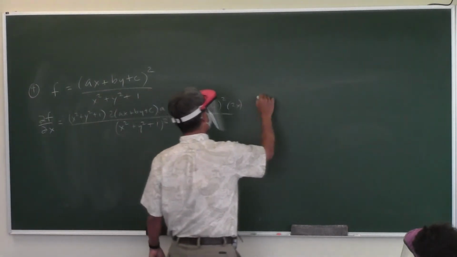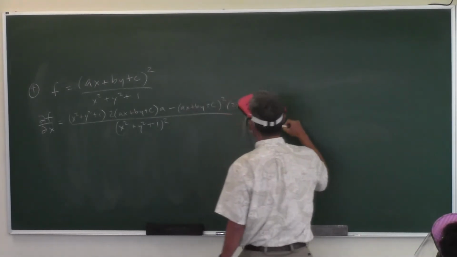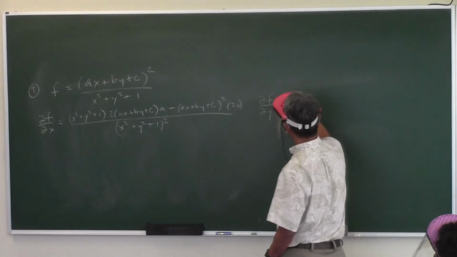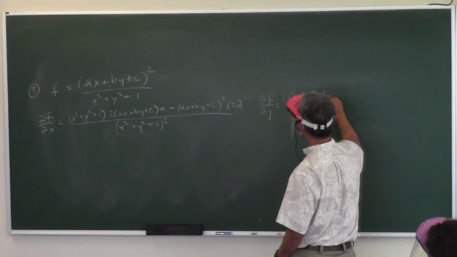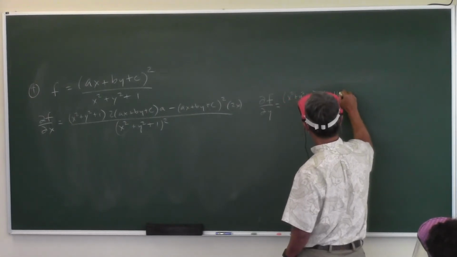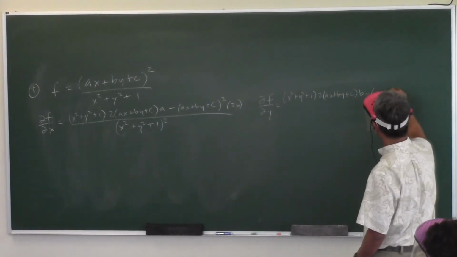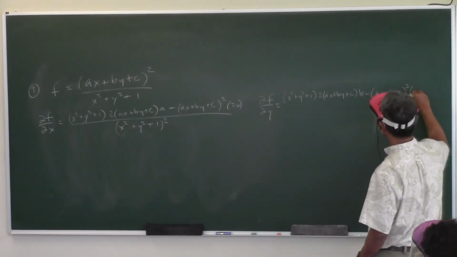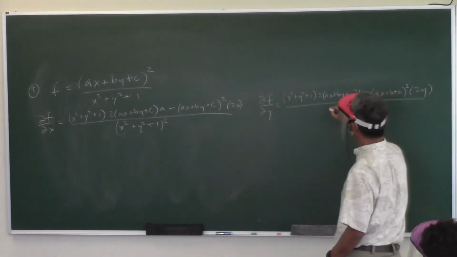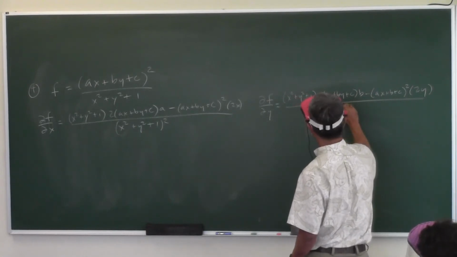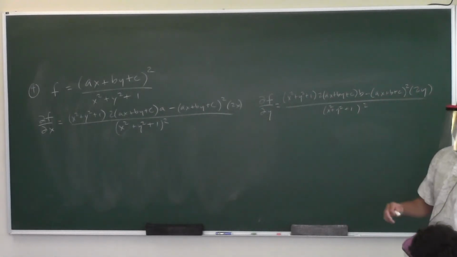Okay, partial with respect to y. Let's see if we can squeeze it in here for the camera. x squared plus y squared plus 1 times 2b times ax plus by plus c, minus ax plus by plus c times 2y, all over x squared plus y squared plus 1, squared. Okay, that's correct. Now we've got to make both of them equal to 0.